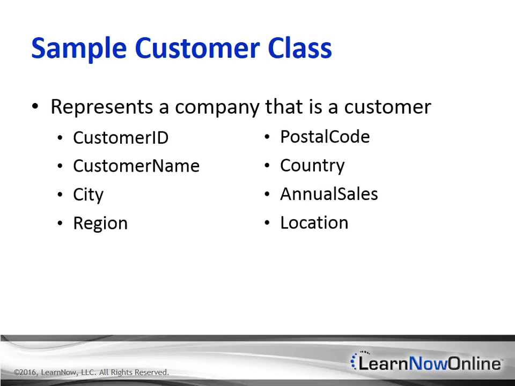And finally, there's a location property. This is another string representing the city, region, and postal code, all concatenated together, presumably for doing something like printing address labels. And this property is read-only.